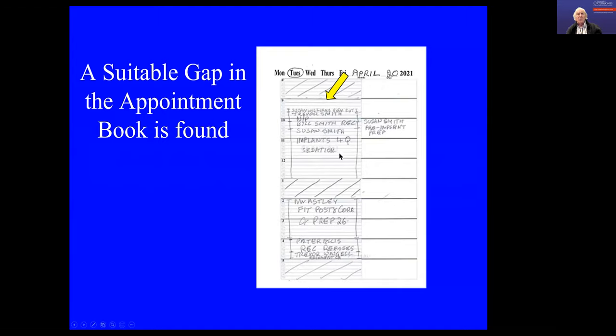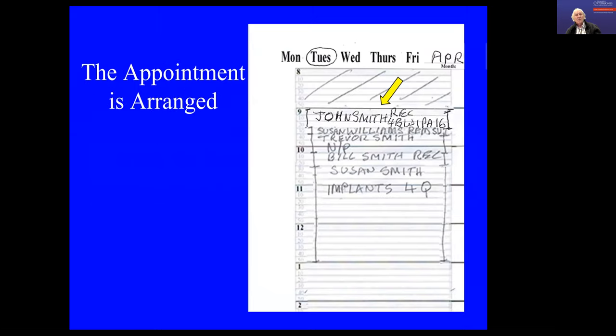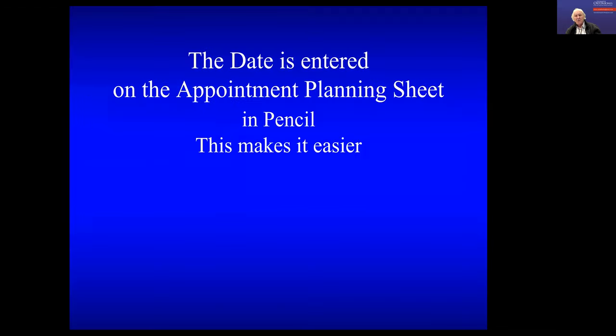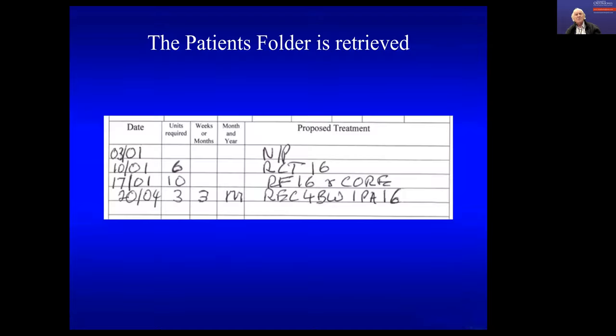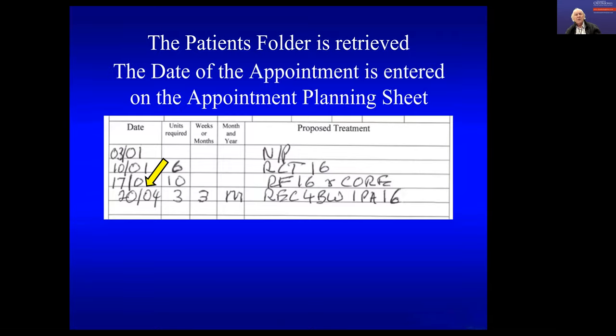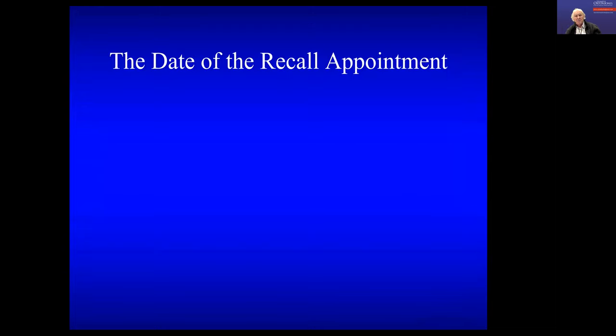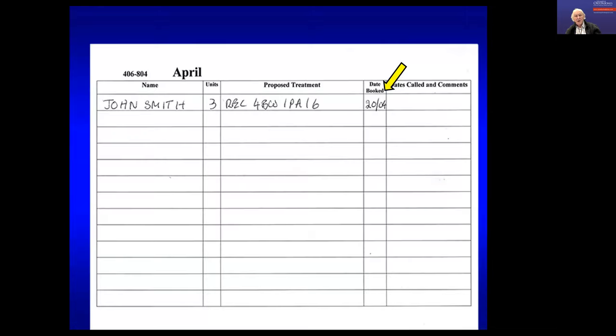So the receptionist looks at the appointment book, telephones the patient, and they can see that there's a gap here. So they say, oh, would this time be suitable for you? And then they book the patient in. And then on the appointment planning sheet that you wrote the instructions, they would put the date. Here. On the appointments chart, on the patient's folder. And in the recall book, the date's put here. So they know the patient's been booked in.